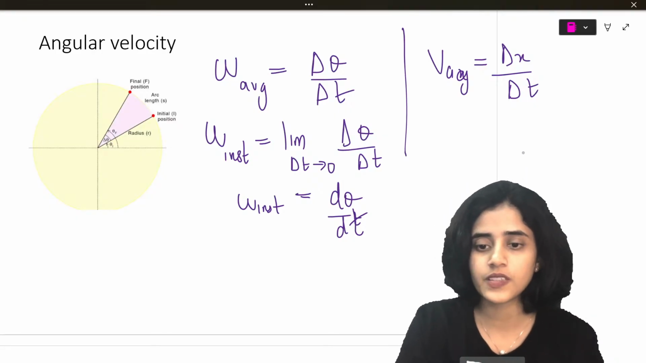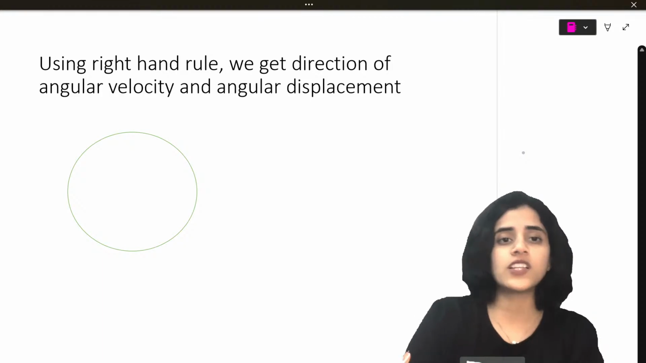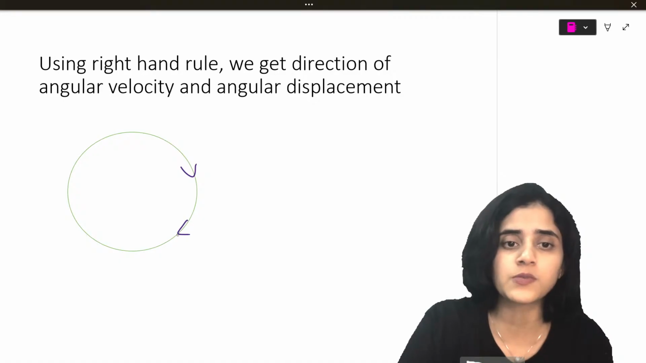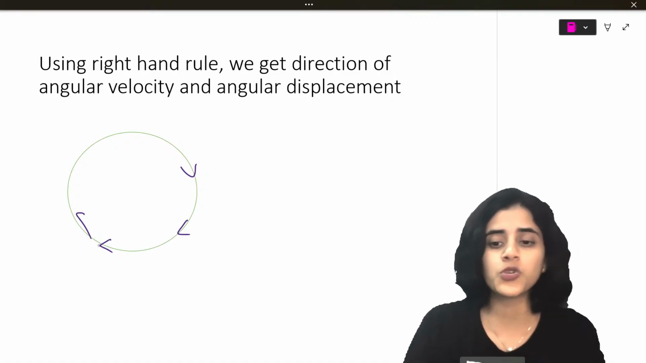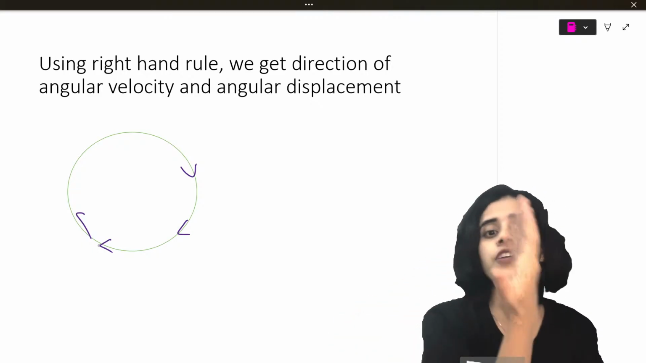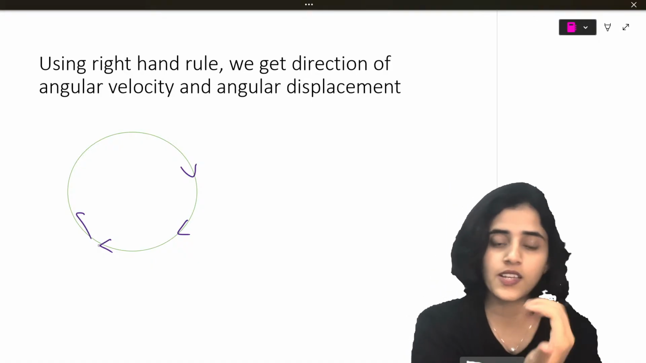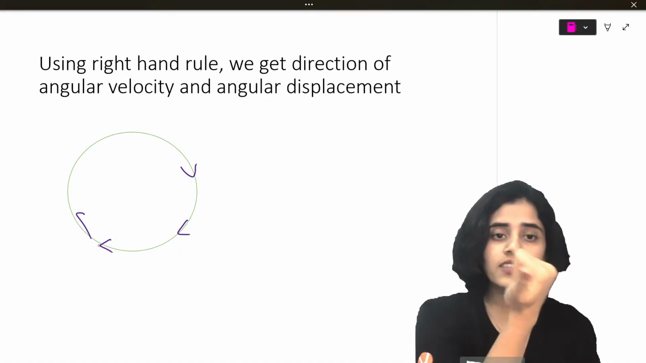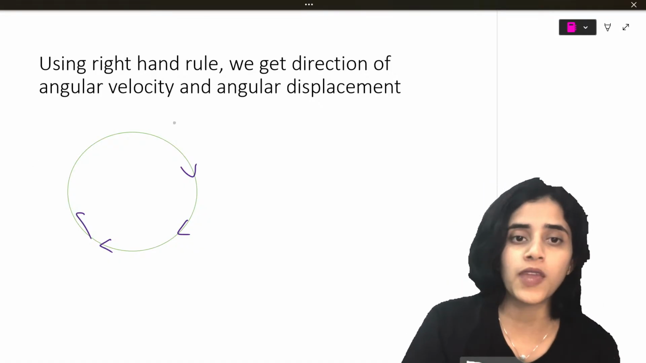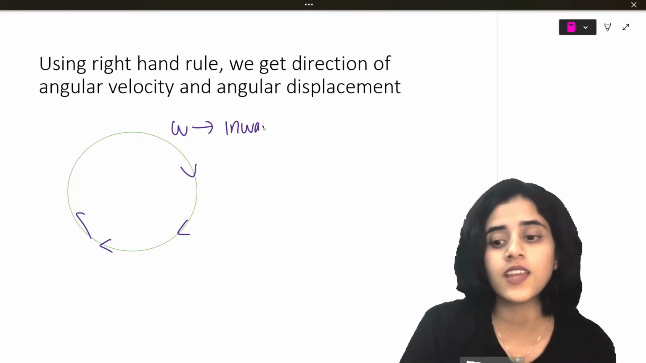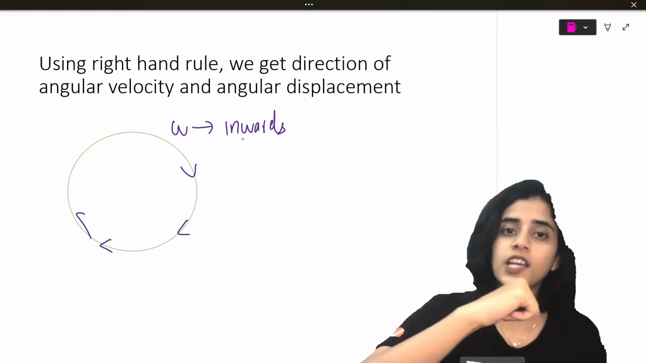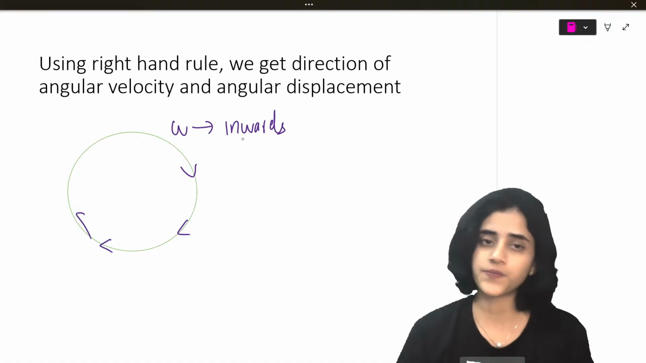Okay. Next, using the right hand rule, you can actually get the direction of angular velocity and angular displacement. So imagine your particle is moving like this. Okay. So what you should do is you should take your right hand and curl your fingers in the direction in which the motion is. So you can see if I curl it along the arrow, then this thumb is pointing towards you. So that is the direction of omega. So omega is inwards. Now, if it is in the opposite direction, omega is outwards. So, omega is what? Angular velocity. Okay?